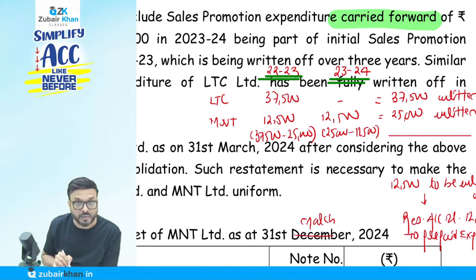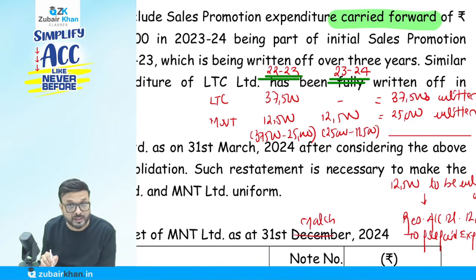They have written off 12,500, 12,500, so 25,000. One company wrote off similar expenditure of 37,500, while another company wrote off only 25,000. If you do the balancing here, 37,500 minus 25,000, this 12,500 balance is to be written off.